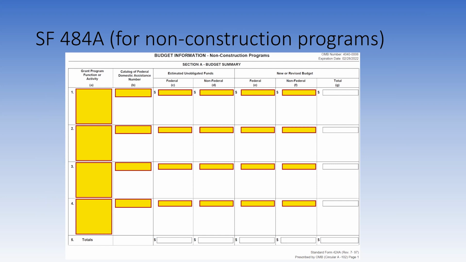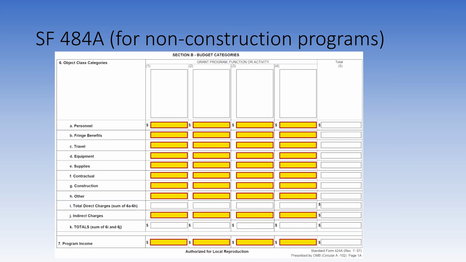There's also estimated unobligated funds, and then a new or revised budget, right? I think most applicants are probably going to be doing new budgets for new projects. So maybe you have a follow-on budget that's changing from something that was already applied previously. It's a potential for a revised budget, but I think it's going to be new for most applicants.